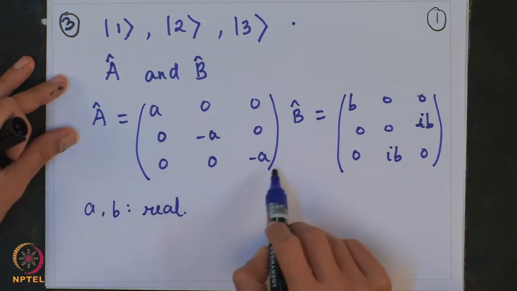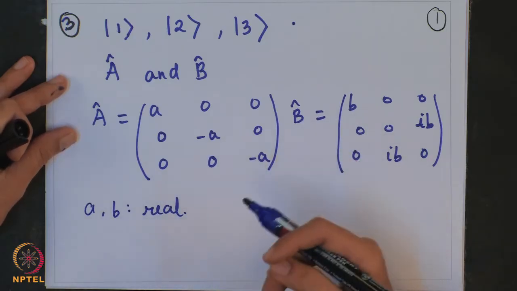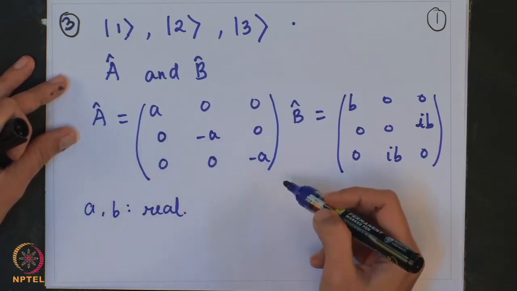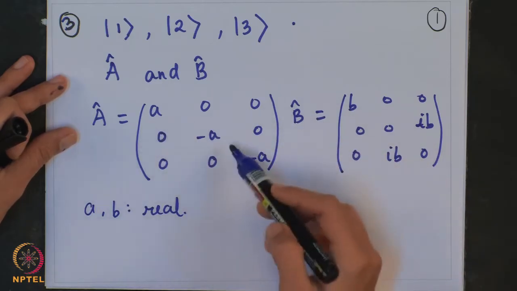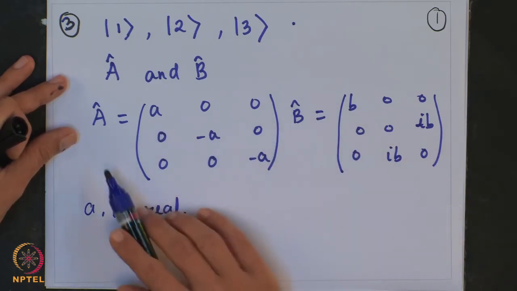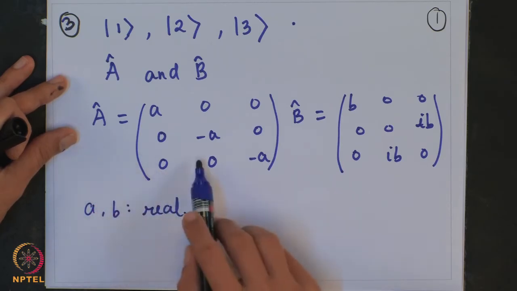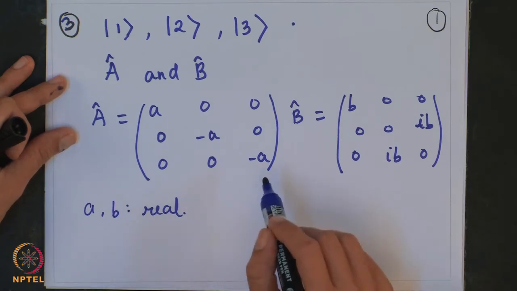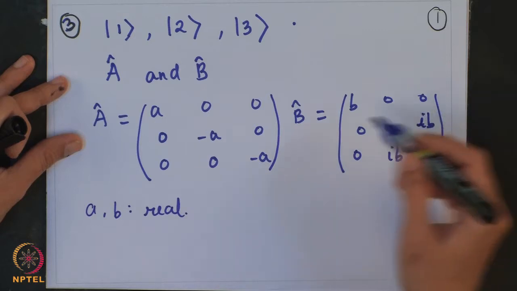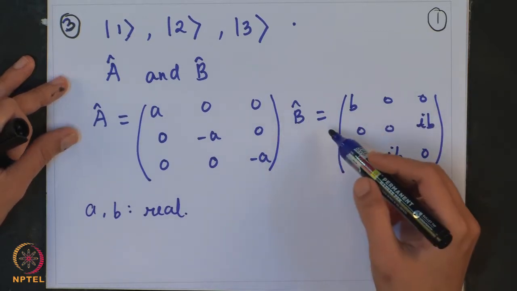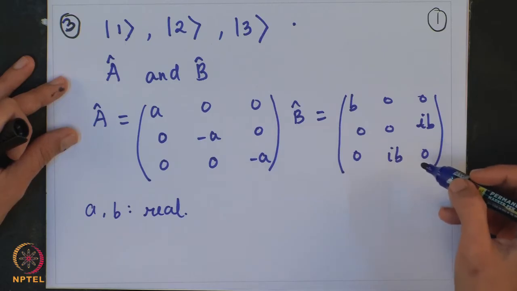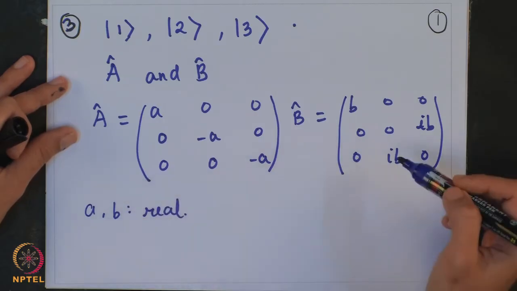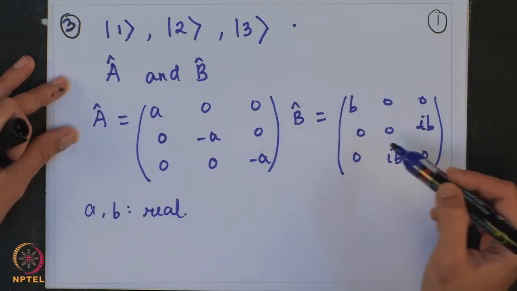For the first operator, you need not use the eigenvalue equation, since it is a diagonal matrix. You can look at it and say what the eigenvalues are. The eigenvalues will be A, minus A, minus A. So operator A is degenerate, with two eigenvalues equal to minus A. Okay, so let us see operator B. Operator B, you cannot do quickly as we did for A, so let us write this in some form.